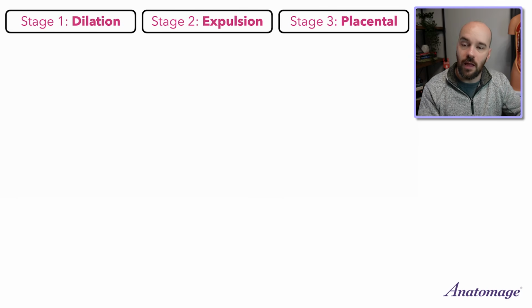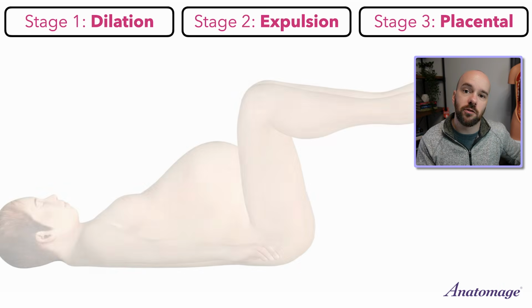The first stage is dilation, followed by expulsion, and then the placental stage. Dilation is where the cervix is being prepared for the baby to be pushed out. Expulsion is the process of actually delivering the baby, getting the baby out of the mother and into the world. And then the placental stage is the delivery of the placenta after the birth of the baby. And now let's take a look at the birth simulation from Anatomage.